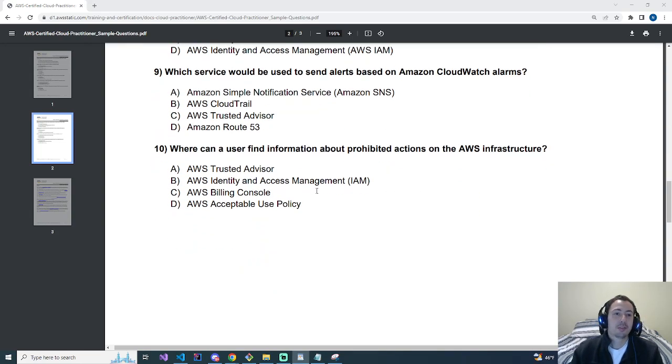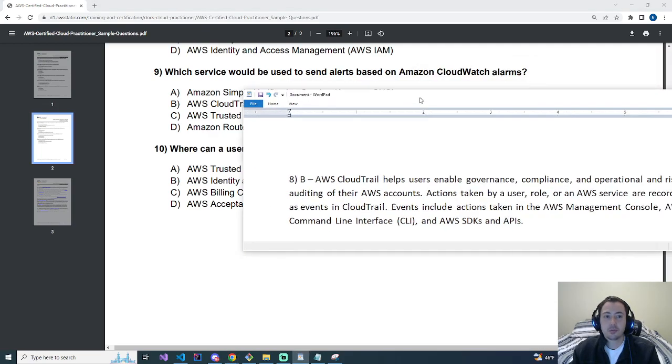Number 9, which service would be used to send alerts based on Amazon CloudWatch alarms? Amazon Simple Notification Service, AWS CloudTrail, AWS Trusted Advisor, Amazon Route 53. One word that kind of sticks out here is alarm and notification. We just went over CloudTrail, but my intuition is telling me that choice A is correct here, Amazon Simple Notification Service. So let's see.